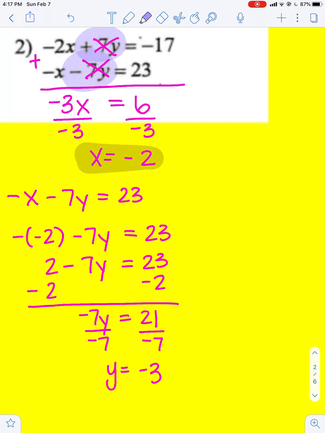So I have x is equal to -2 and y is equal to -3. So that is going to give me the coordinate point -2, -3 as my answer.